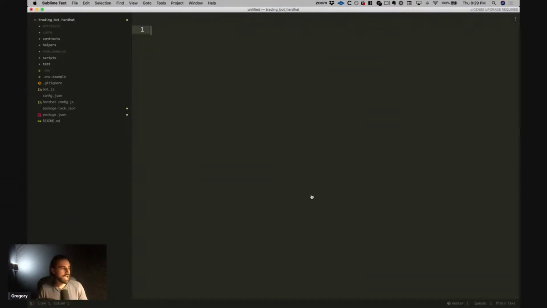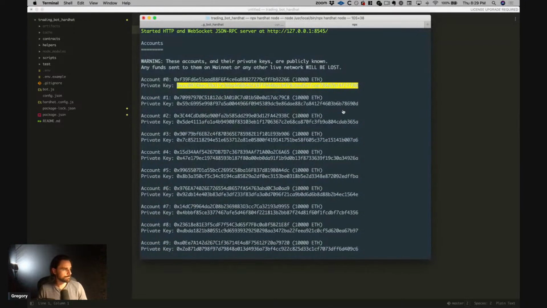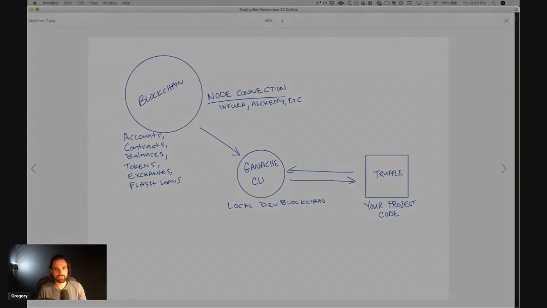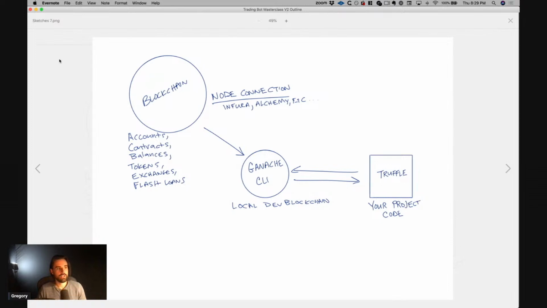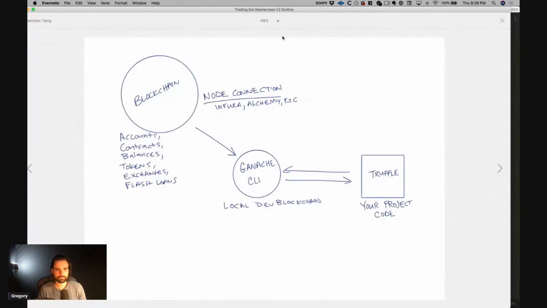All right, so we have this test blockchain running, all right? And that's the exact blockchain that I was showing you inside of this scenario where we have the blockchain frozen, and we're connecting that to our project. Now I want to show you where that's happening.